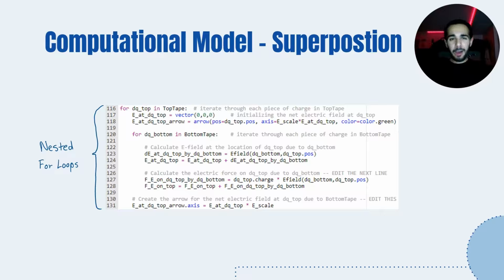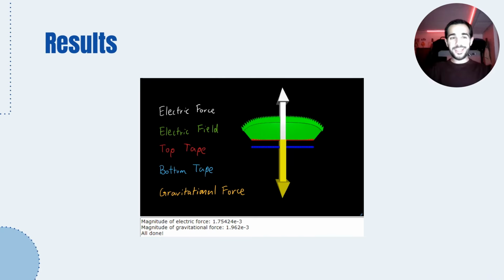But anyway, how am I going to be using superposition in this lab? Well, remember we took that top tape and split it up into 50 different segments of point charges. Well, in this code, we're going to take that bottom piece of tape and calculate the electric field at each of those different segments of point charges. Well, since there's so many different point charges, we're going to be using nested for loops to iterate through the whole process.